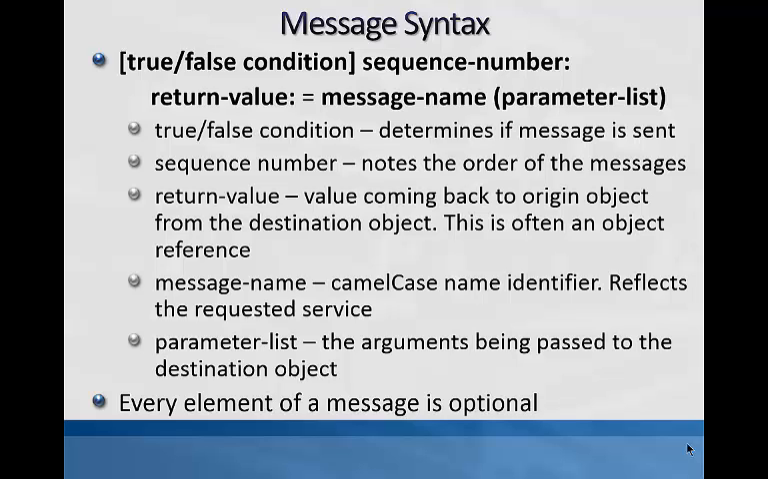A return value is placed on the left of the colon equals operator sign. This is the value that is returned from the message destination object. Often it is a reference to a named object.